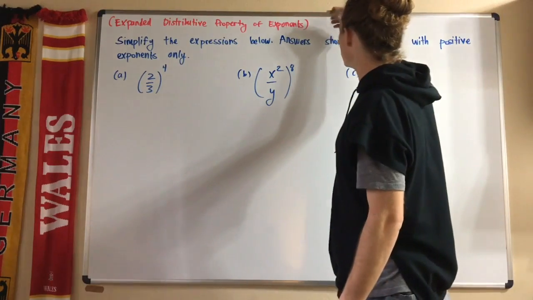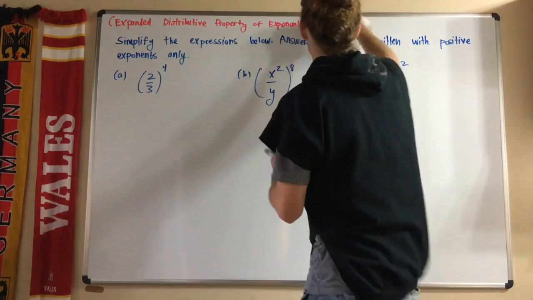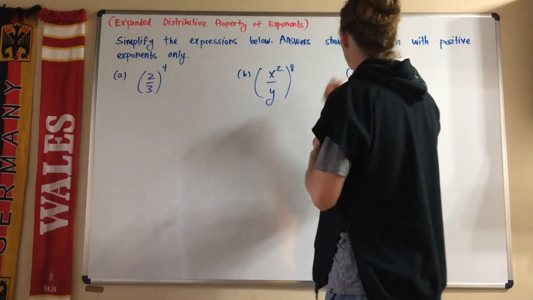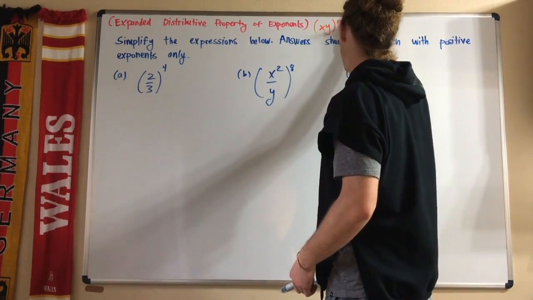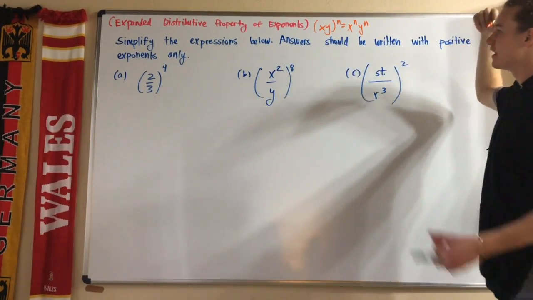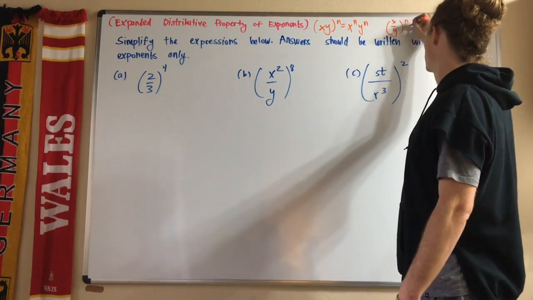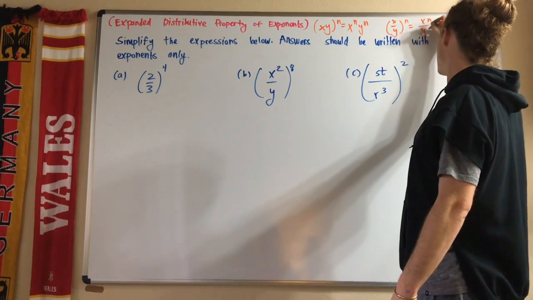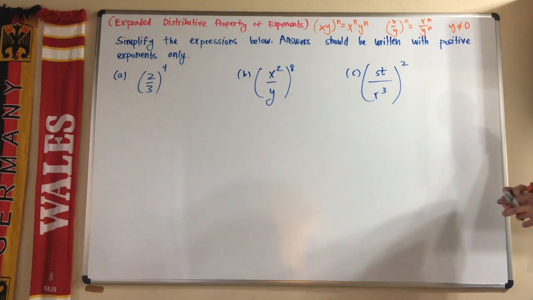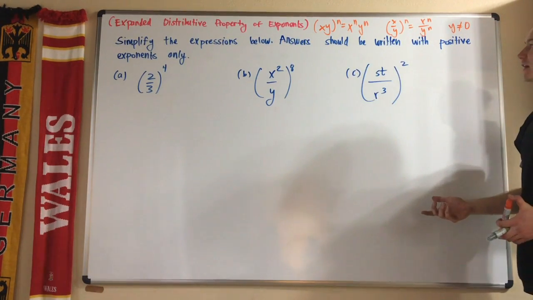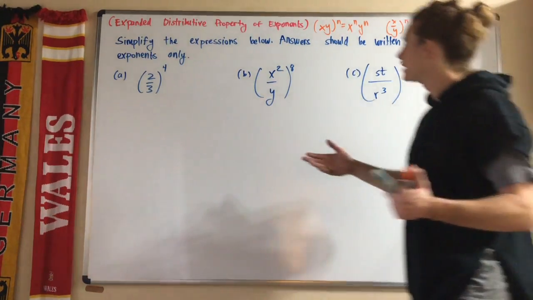So the distributive property says, again, if I have x, y to the n power, this is the same as x to the n, y to the n. And the expanded distributive property says if I have x divided by y to the n power, this is the same as x to the n divided by y to the n. And we have a special stipulation in this case that y cannot be 0. Why is that? Well, again, because we can't divide by 0.